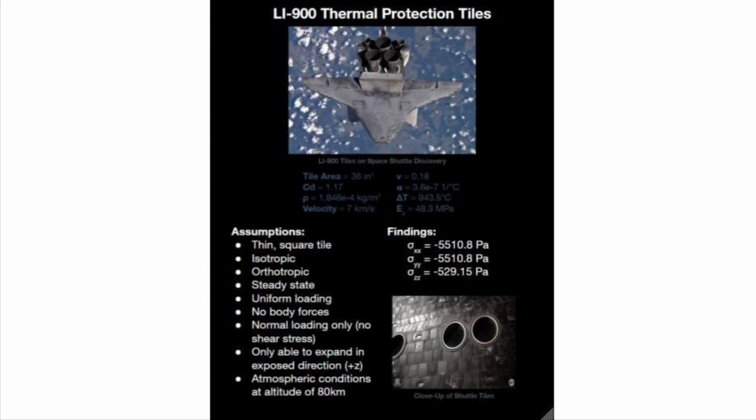All right, and then finally, this is the poster that summarizes our findings. The first picture is of the Space Shuttle Discovery, which the LI 900 tile was designed for. Underneath that, in blue, we have all the values that we used in conjunction with the constitutive equation to find the stress state of the tile. Underneath that and to the left, we have all the assumptions that were made in solving this problem. These might look familiar as they were all addressed earlier.